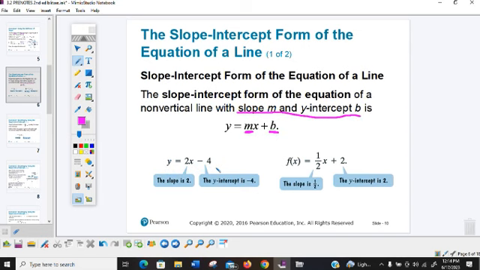So let's look at these two. Y equals 2x minus 4. My slope is 2, okay, and my y-intercept, where it crosses the y-axis or where it touches the y-axis, is negative 4. On this one, f of x equals 1/2 x plus 2. My slope is 1/2. I'm going to rise 1 and run 2 to the right because it's positive. My y-intercept, the point I start at on the y-axis, is 2.